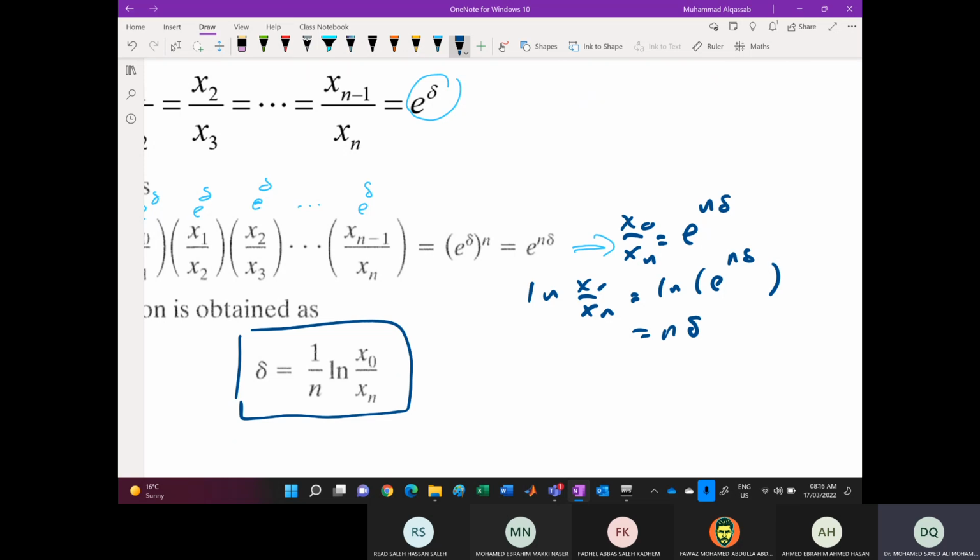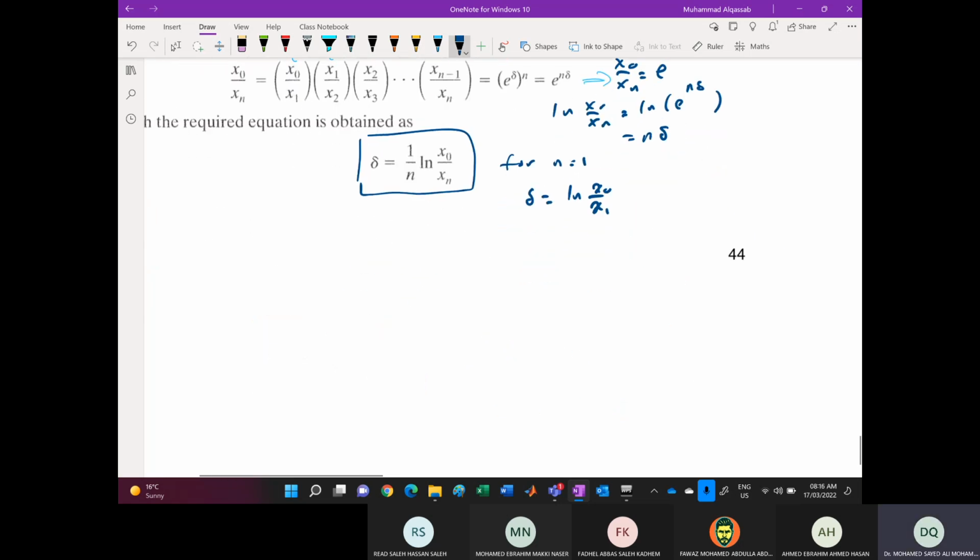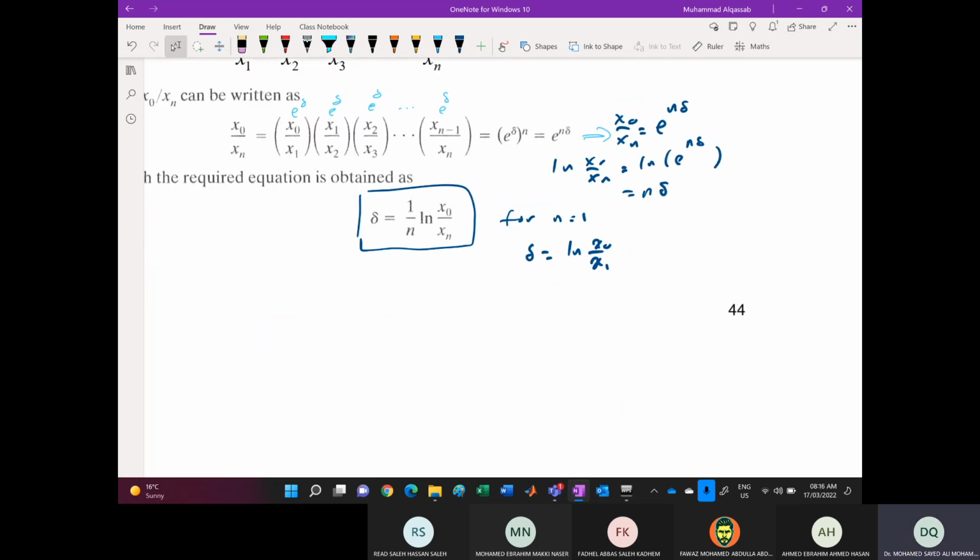It means you can relate any two amplitudes separated by a number of cycles. For n equal to 1, this will reduce to the usual equation. For n equal to 1, delta equals ln x0 over x1, which is the first cycle, or even x1 over x2.